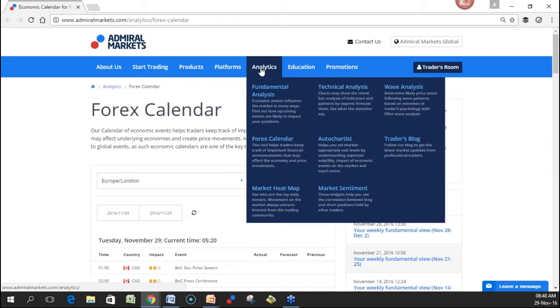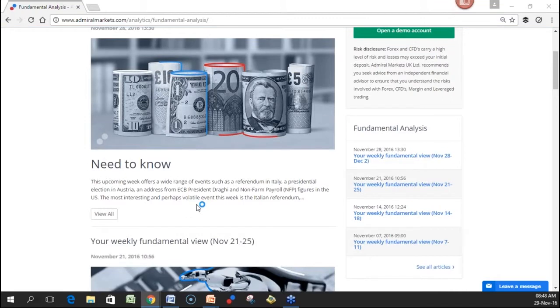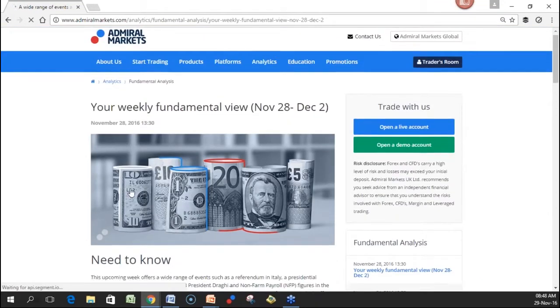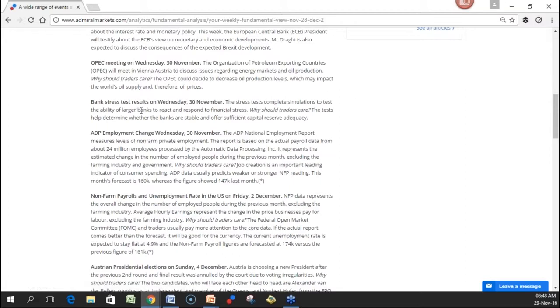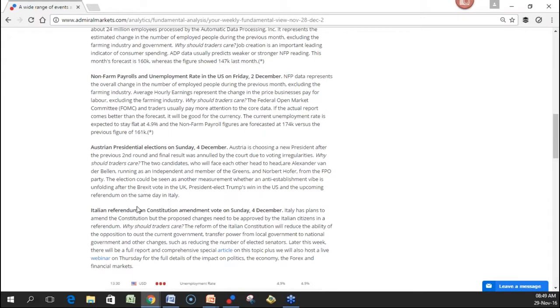Regarding the key upcoming events, news, data, releases, they are the following. We got OPEC meetings tomorrow, ADP, bank stress results in the UK. We have Friday non-farm payroll, and we have Sunday political events in Austria, presidential elections, but primarily the Italian referendum on the constitutional amendments that will be on Sunday.